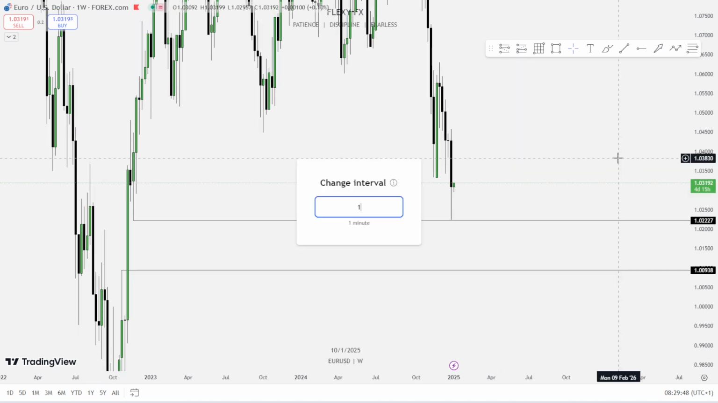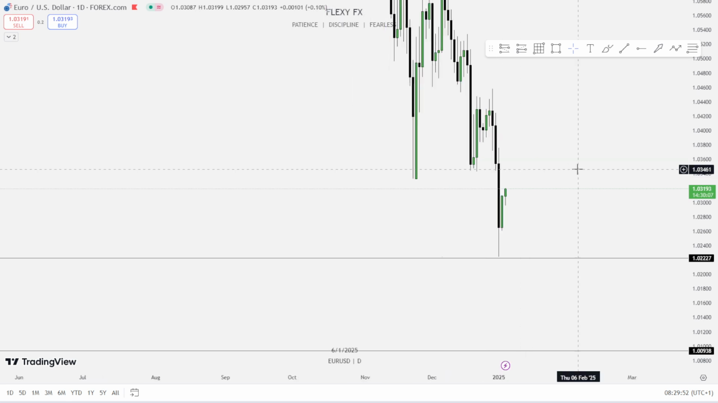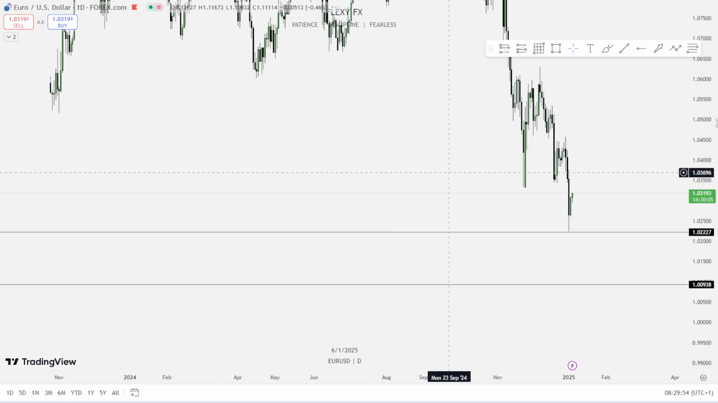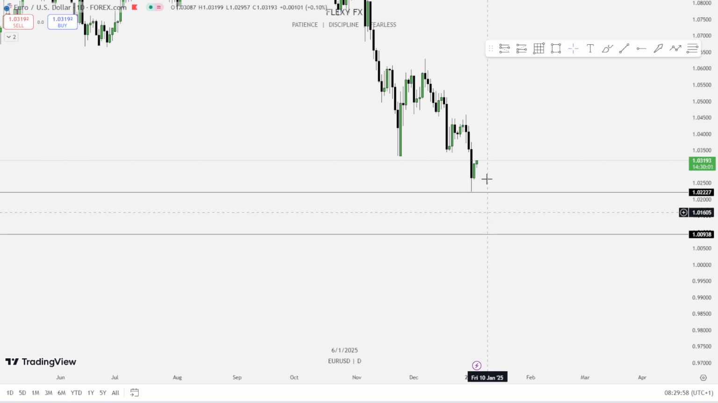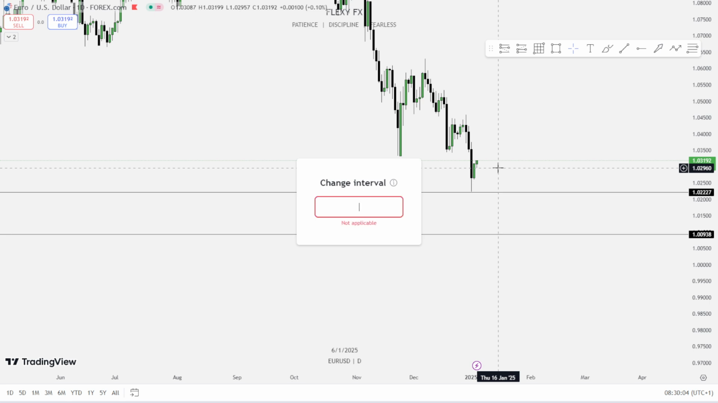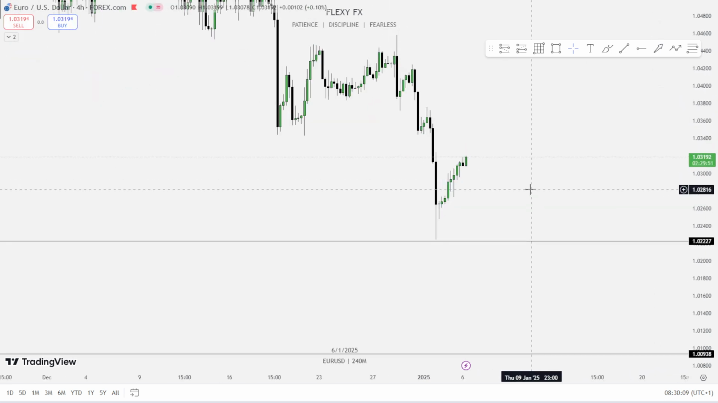So I'm gonna drop down to the daily time frame and see if I can have a good institutional reference point where I can decide to sell price into this zone. Then I'll drop down to the 4-hour time frame, since I cannot find a good institutional reference point.